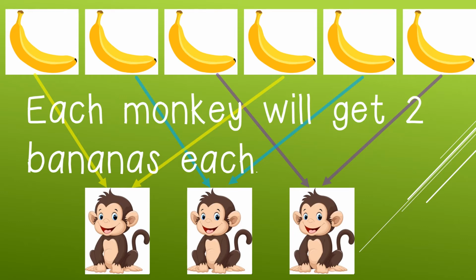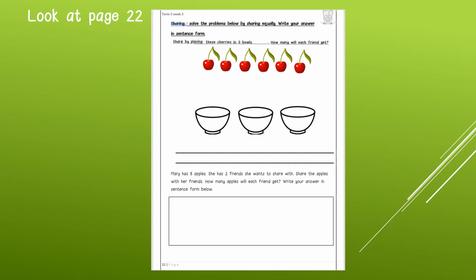If we look at page 22, we have cherries and 3 bowls. You are allowed to use 3 different colored roll-ups to help you to share the cherries equally, just like what I have done with the bananas and the monkeys. In our second question, we have our normal rectangle where you can draw. If you can't draw apples, you're allowed to draw your normal shapes to help you to share the 8 apples between 2 friends. Don't forget to write down your answer in sentence form.